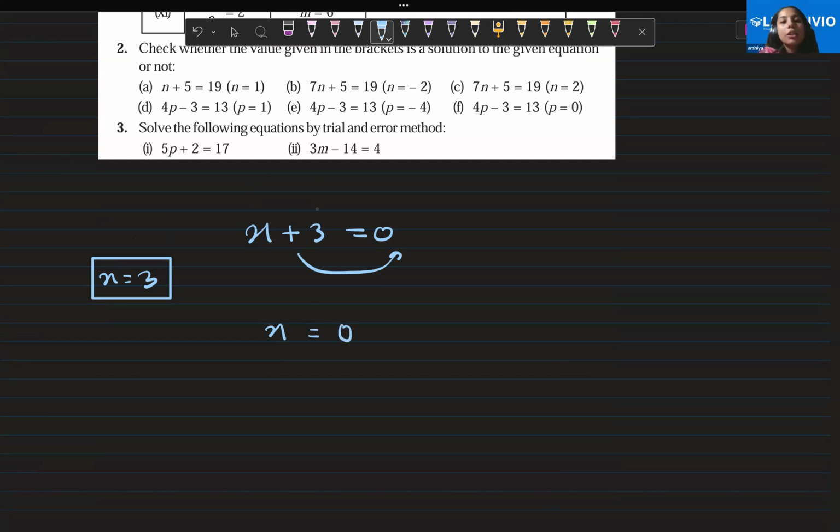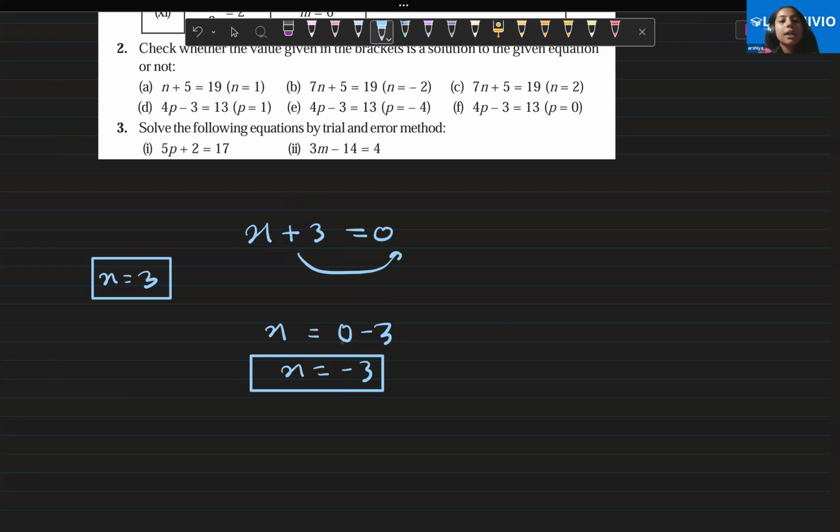Now, what is the sign of 3? Is 3 positive or is 3 negative? Positive. What that means, Saad, is that if you take the number to the other side, the sign changes. If a number is positive, it becomes negative. So here 0 minus 3 will be minus 3, not plus 3. Is that clear?